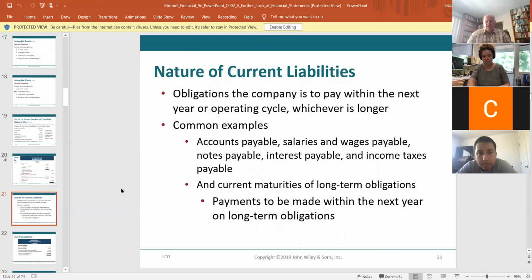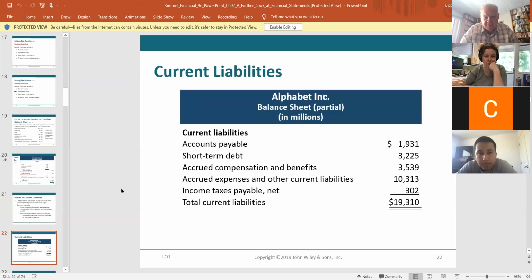Let's talk about current liabilities. These are obligations that are going to come due within a year. And the best examples are accounts payable. When you see accounts payable, that is always current. Accounts payable by definition are current liabilities. Salaries and wages payable, note payable, the short-term portion of it, interest, income taxes. These are all short-term debts.